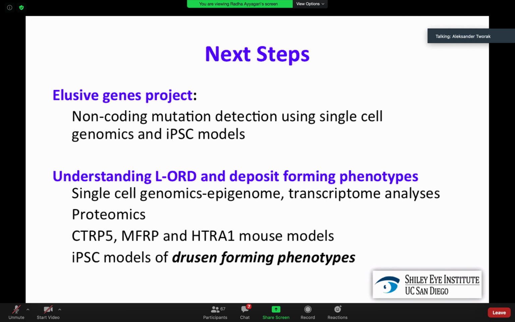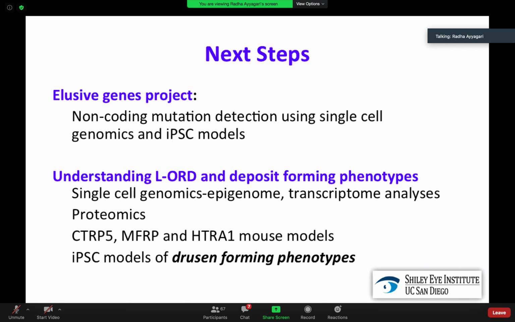Hi, this is Alex from Dr. Palczewski's lab. I actually have two questions. One, since CTRP5 interacts with MFRP, did you check whether HTRA1 cleaves MFRP or has some influence on MFRP?